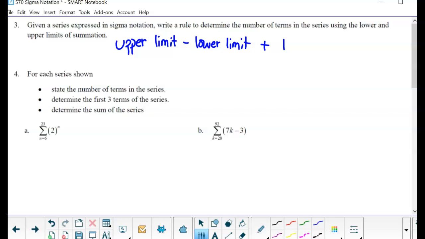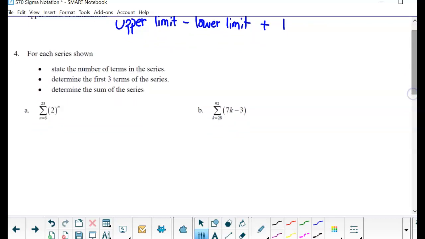Okay, so for each series shown, state the number of terms in the series, determine the first 3 terms, and determine the sum. Okay, so take a look. We're starting at n equals 6. So the number of terms is 23 minus 6 plus 1. 18 terms.